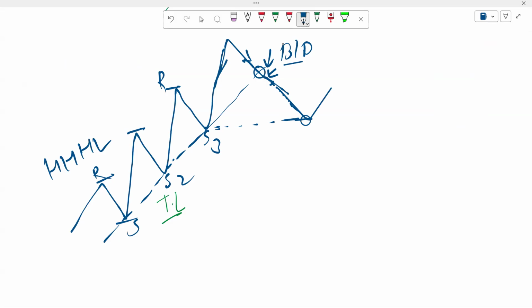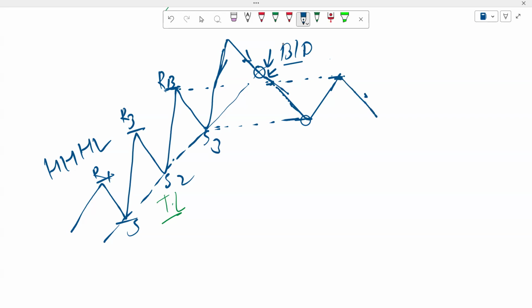What is the nearest resistance? This is the nearest resistance: R1, R2, and R3. So it will go up to when? It will go up to R3, because R3 is the nearest resistance. At this point, again, it hit this resistance. Now, after resistance, it will again go down.